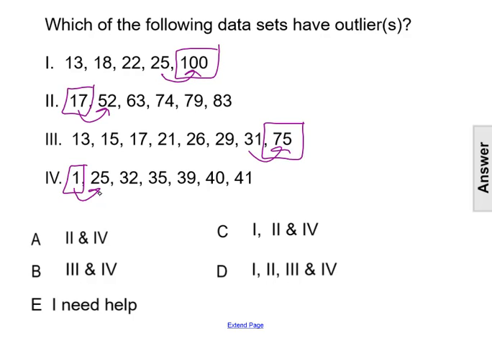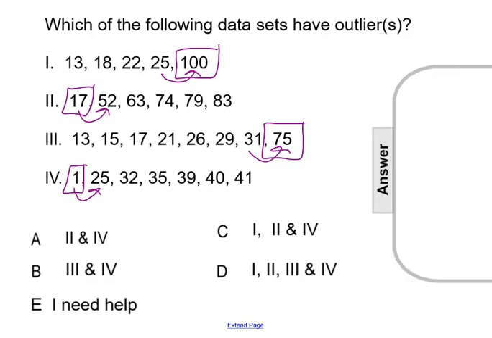So in fact, each of the following data sets have an outlier. Data set 1, 2, 3, and 4 all have outliers. A number relatively smaller in the case of 2 and 4, a number relatively larger as in the case of 1 and 3, making our answer choice D.